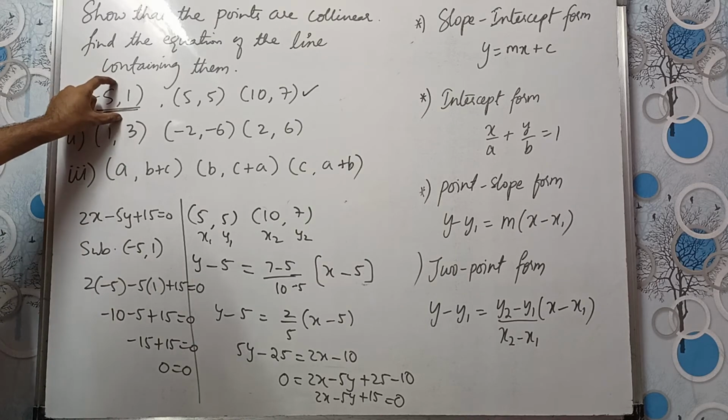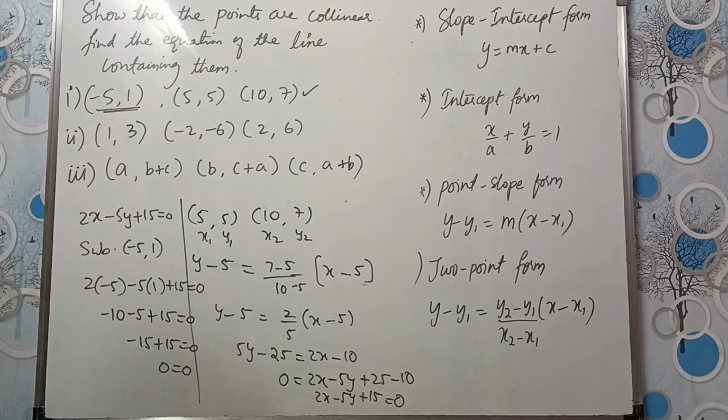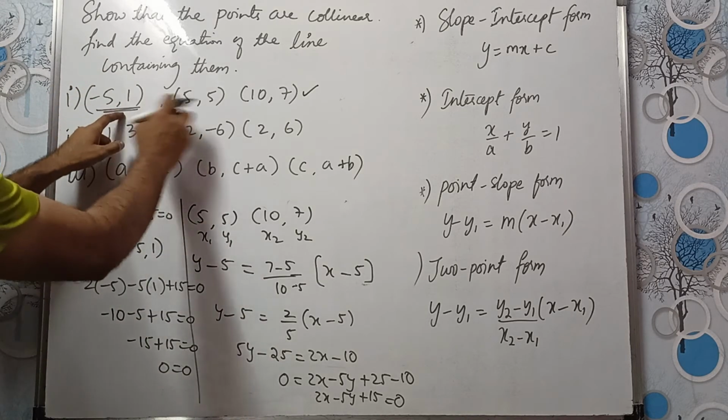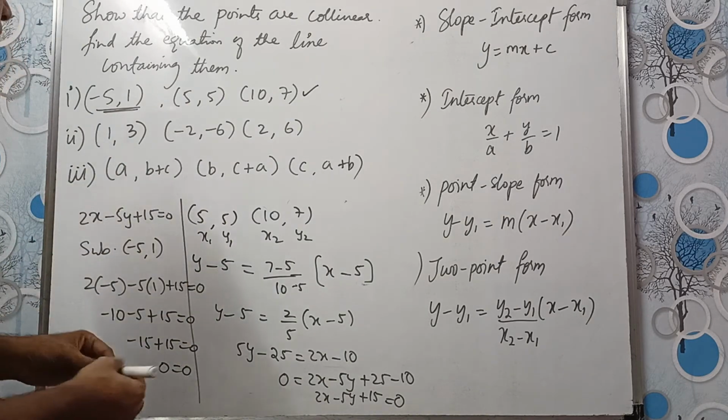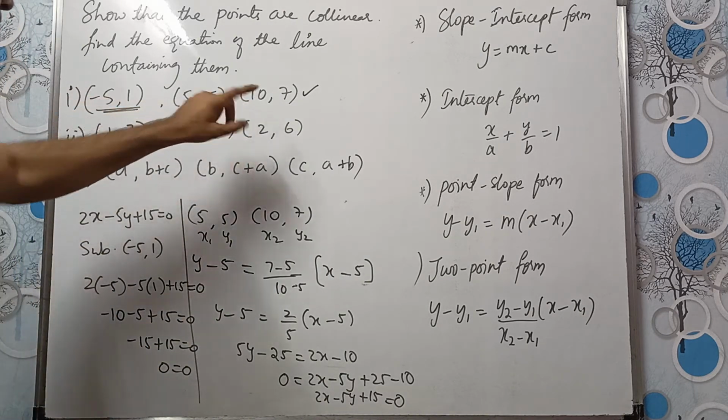So the third point is satisfying this equation. Okay, which means these 3 points are collinear to each other. You can write, therefore these 3 points are collinear to each other.